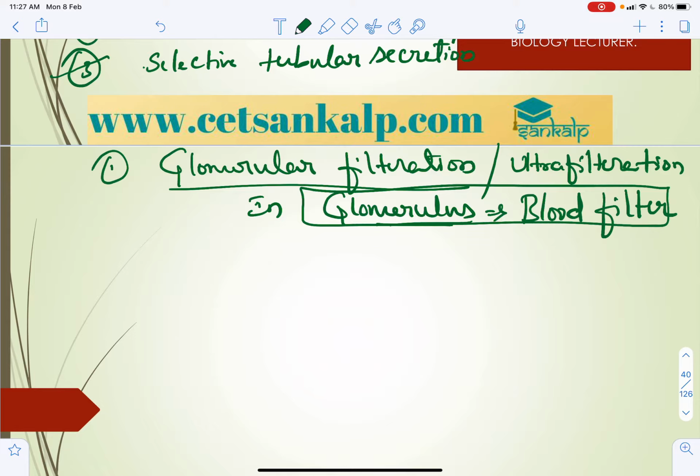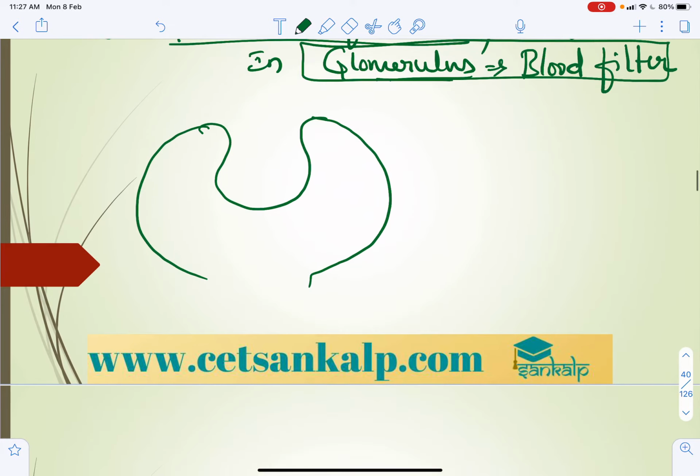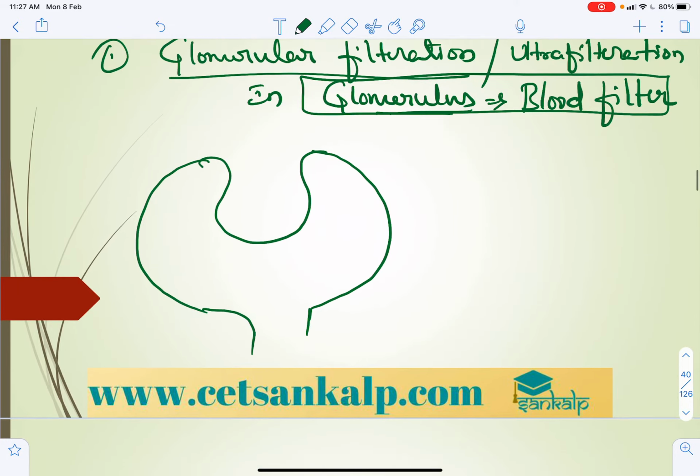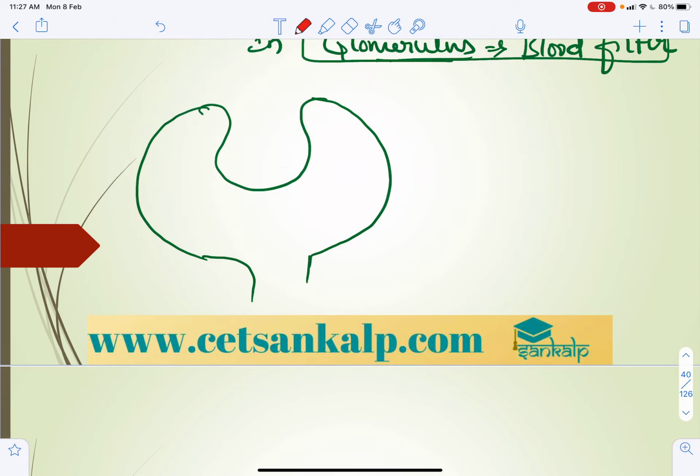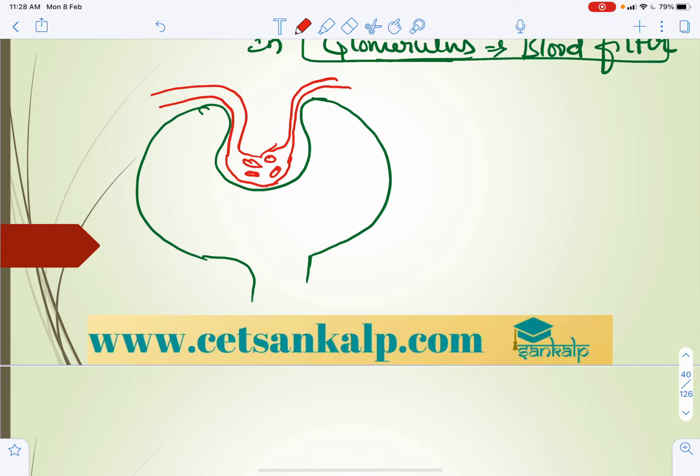So what is the meaning of ultrafiltration? If you consider the structure of the Bowman's capsule, I think you're all familiar with this. It receives the arteriole, which forms a network of capillaries. This network of capillaries once again joins to form an arteriole. The arteriole which enters is called the afferent arteriole, and it enters the Bowman's capsule.